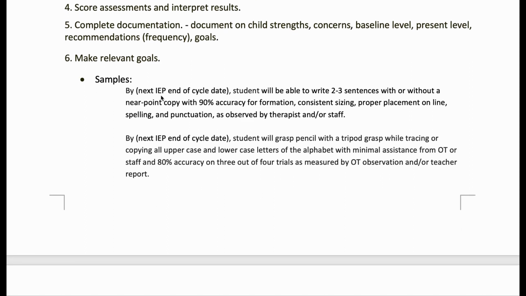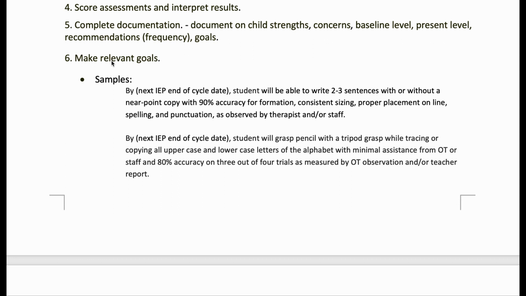Number 5 is complete the documentation. So schools I've worked with have all had electronic records where you input information into an online system. Most schools I worked with have used SEIS, which requires you to also document on child's strengths, concerns, baseline level, present level, recommendations, such as the frequency of services and goals. And I have used other systems where they do differ, but essentially you are still capturing their strengths, concerns, baseline, present level, and all of this.